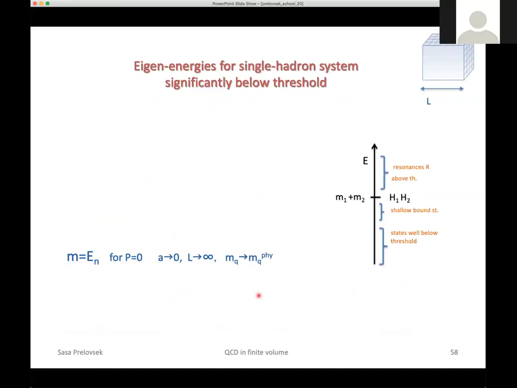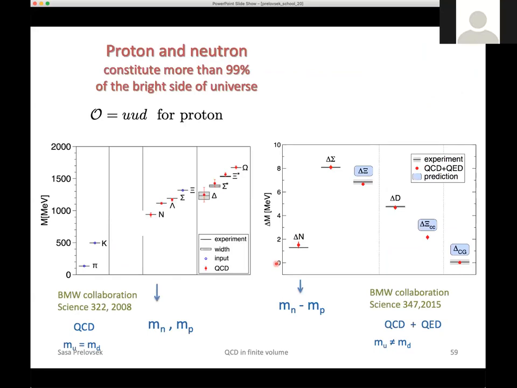Okay. Now we have eigenenergies. If this is significantly below threshold, then threshold is unimportant. Then if you have a system at zero momentum, this eigenenergy will give you a mass of a hadron. And then you do the extrapolations to continuum, to infinite volume, and masses you have to extrapolate to physical masses. In principle, that's simple, right? In practice, it may be tedious, but then you get masses of single stable hadrons, like proton, right?